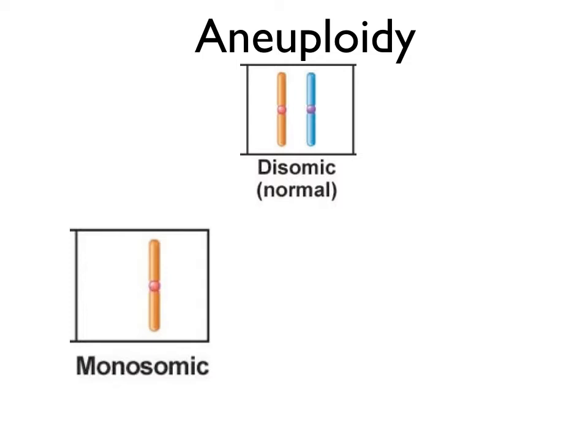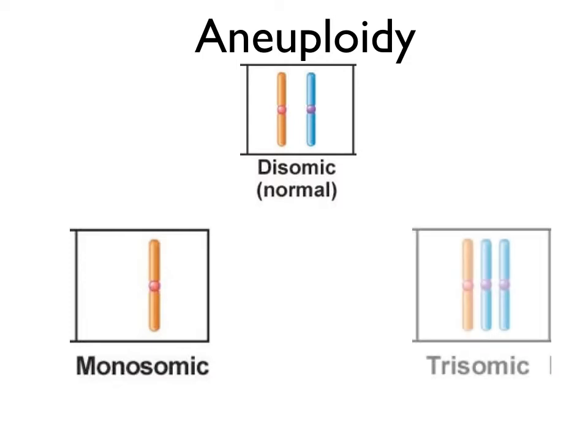Okay? If on the bottom left we're looking at a cell and one of the chromosomes in that cell, if that cell were to go through meiosis, some of those gametes would get an orange copy and the others get nothing. Okay? So this is an imbalanced number in that balanced gametes cannot be produced.